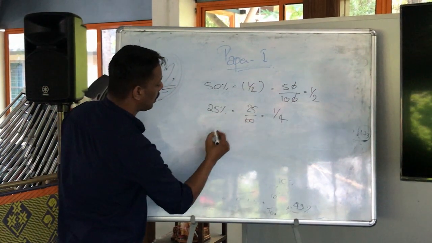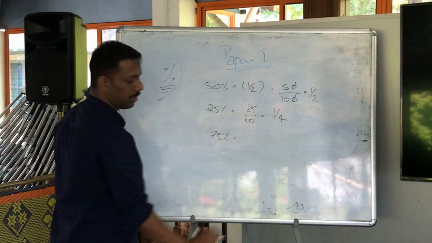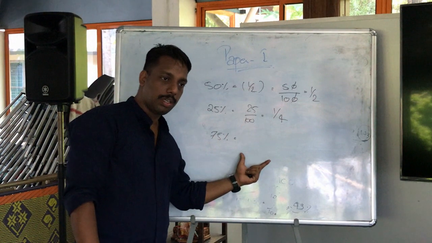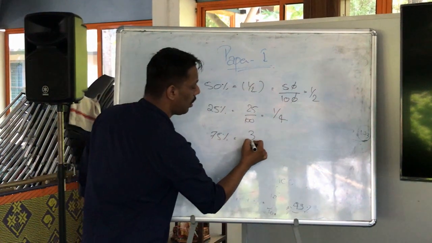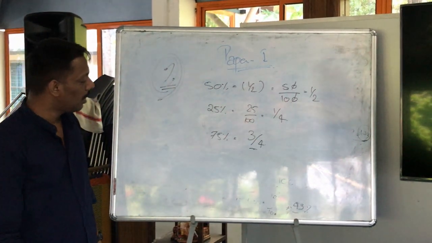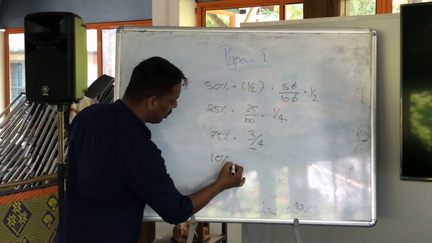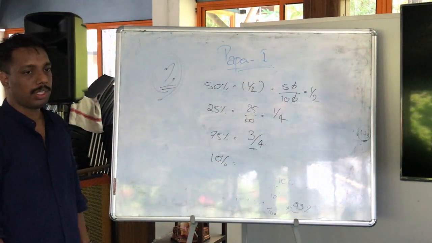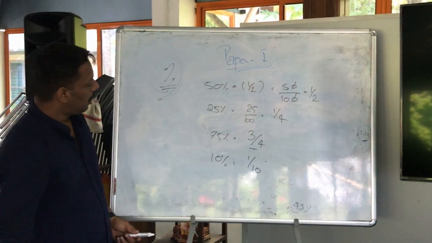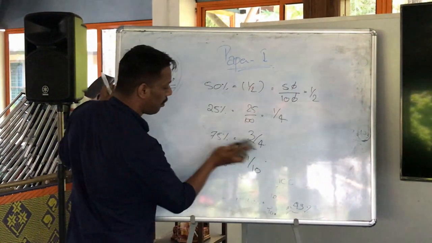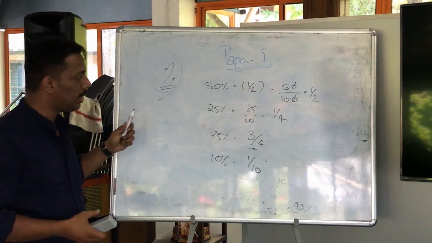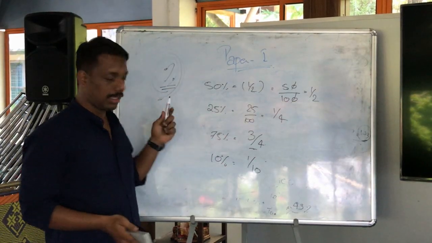Then what is 75%? 75% is nothing but 75 divided by 100, which is 3 by 4. What is 10%? 10% is 1 by 10. Right? If you understand these types of basic concepts, you can solve the problem directly without using your pen. You will get the answer.